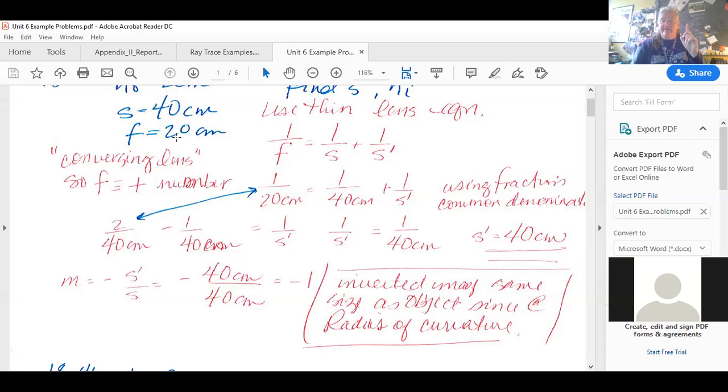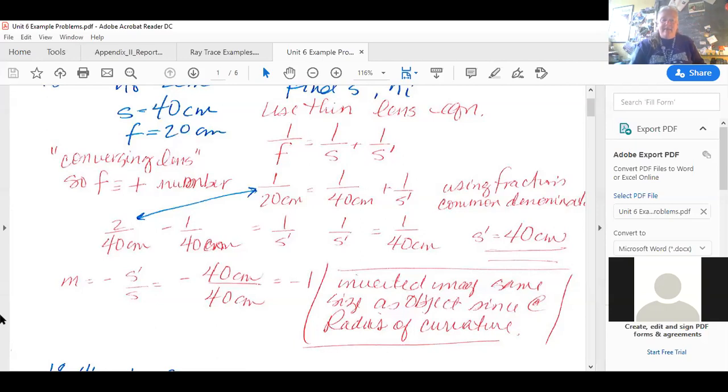Okay, now, the reason I already knew it was going to be 40 is because if you look at this, the focal length is 20. The radius of curvature is twice the focal length, and so it was going to be at 40. If you set an object at the radius of curvature, it will form a real image at the exact same distance on the other side. So with an object at 40, you're going to have an image at 40.